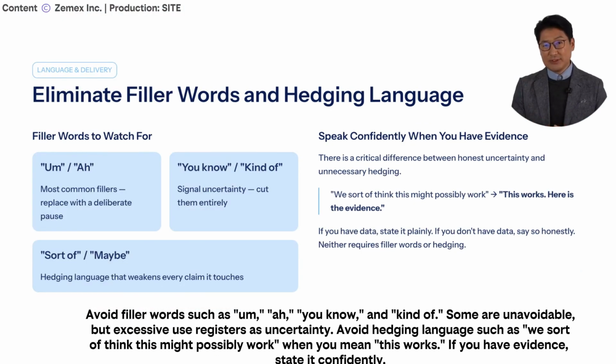Avoid filler words such as "you know" and "kind of." Some are unavoidable, but excessive use registers as uncertainty. Avoid hedging language such as, "We sort of think this might possibly work," when you mean "this works." If you have evidence, state it confidently.